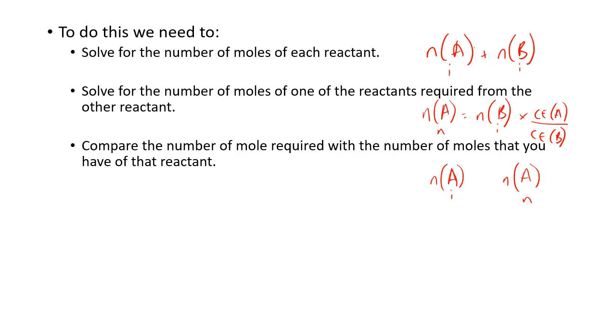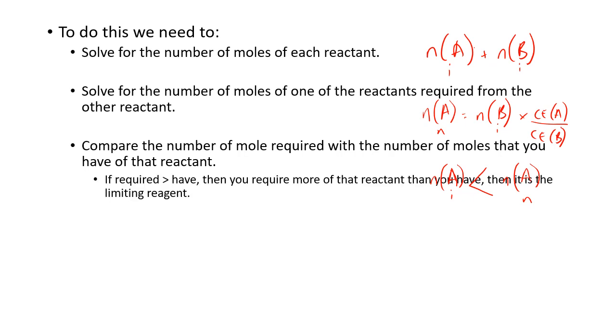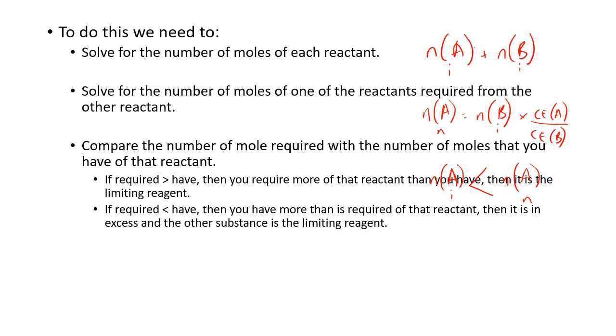Okay, if need is greater than A, let's have a think about what that means. If we need more than we started with, that means A is going to run out. Okay, if required is more than you have, so in other words, need is more than you start off, then it is the limiting reagent. That's A. Right? If required is less than have, so that's the other way around, if you started off with more than you need, then the other substance is the limiting reagent. And then you state which one is the limiting reagent.